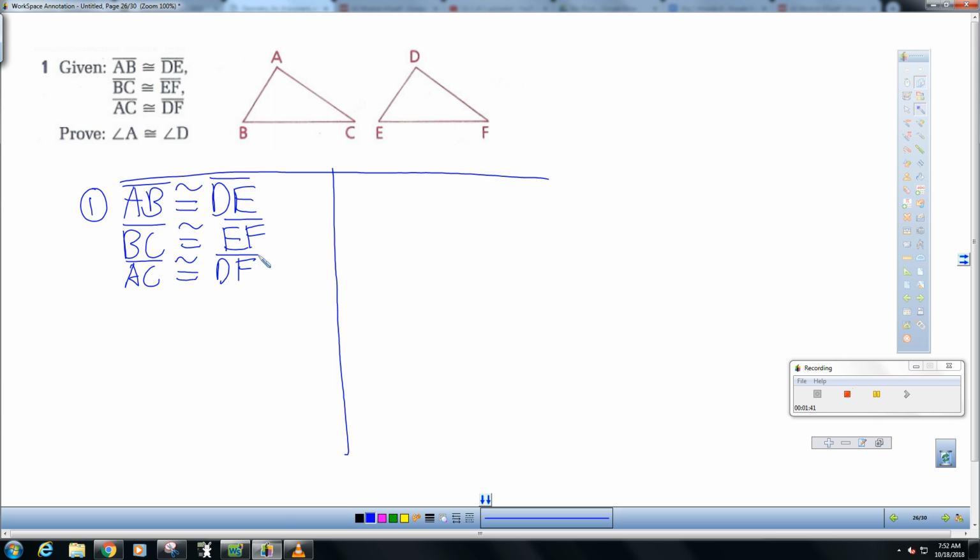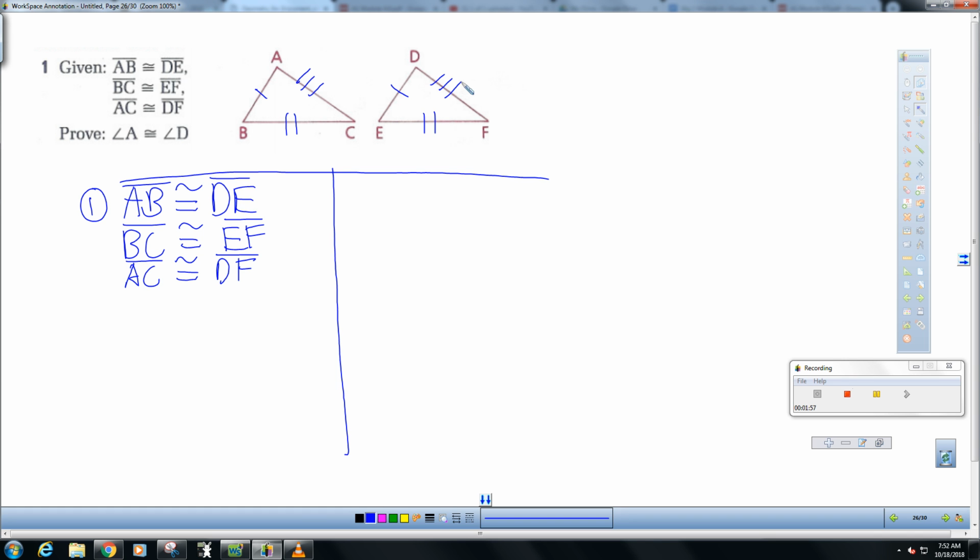So now I'm going to take those givens and label them how we know it on the triangle. So if AB is congruent to DE, I'm going to use our tick marks. Then BC is congruent to EF. And lastly, AC is congruent to DF. So that just helps me see what we actually know.